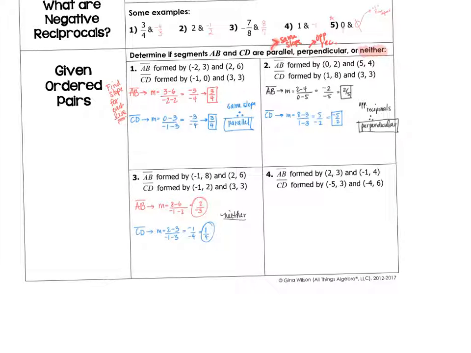So we were given ordered pairs, and we used those ordered pairs to find the slopes and determine whether the lines are parallel, perpendicular, or neither. Now we're going to take a look at if we're given equations. How do we determine if they're parallel, perpendicular, or neither?